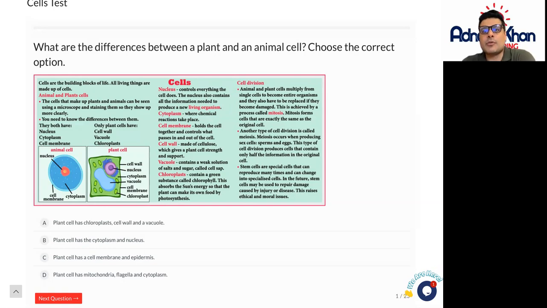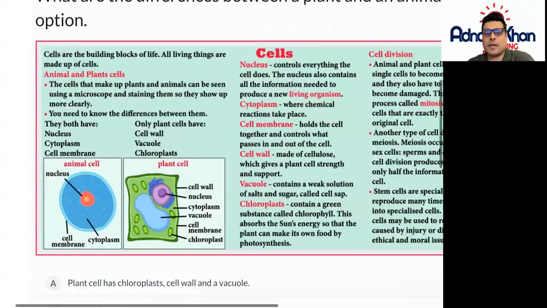So cells are the building blocks of life. All things are made up of cells. Both animals and plants have cells. The cells that make up plants and animals can be seen using a microscope and staining them so they show up more clearly. So you need to know the difference between them.